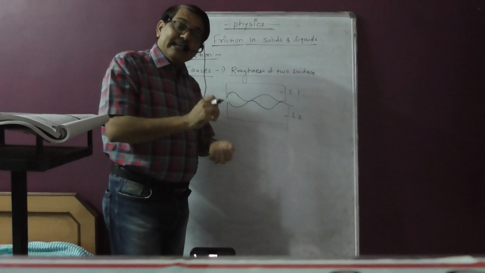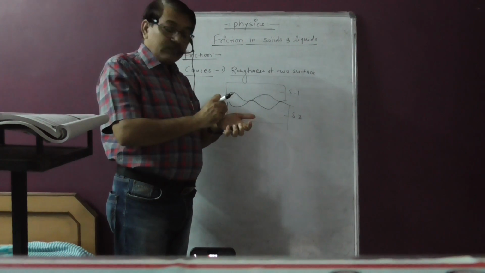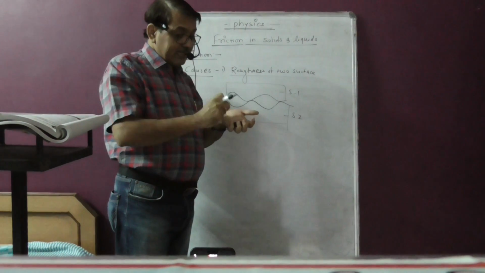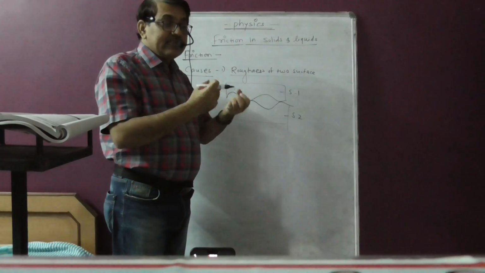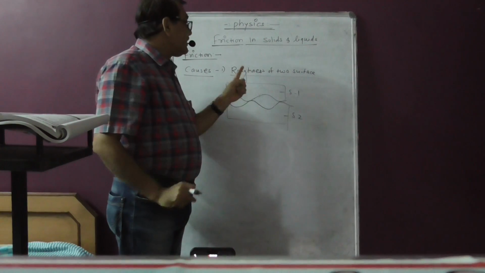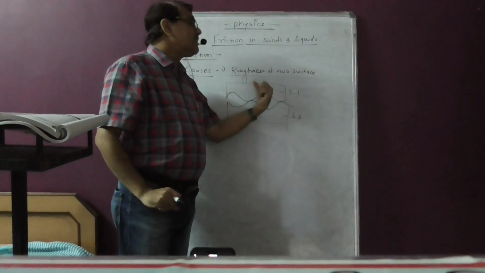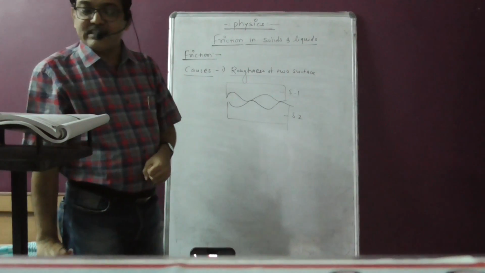Okay, and due to that, what we can say is that there are irregularities, and interlocking is going on, and therefore it causes the force of friction. So that is the first reason.